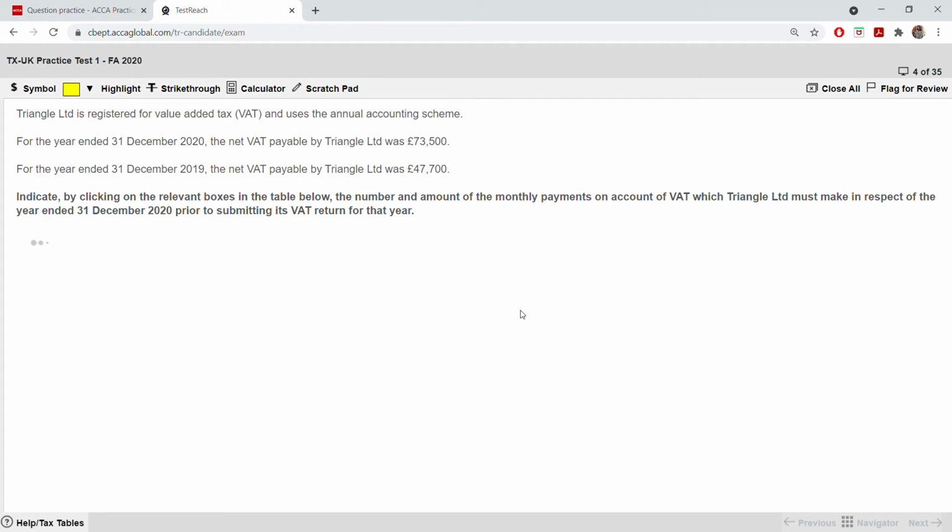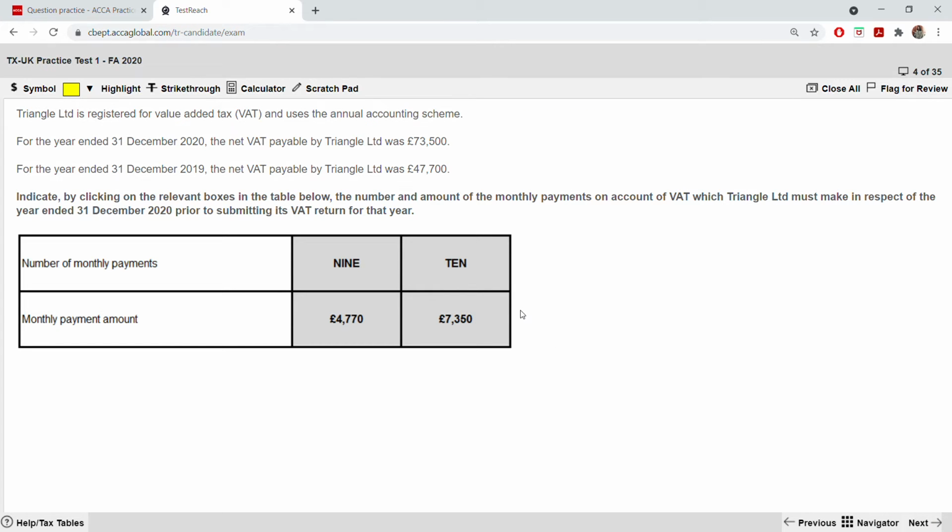Next, this is about VAT. Triangle Limited is registered for VAT and uses the annual accounting scheme. For the year ended 31st December 2020, net VAT payable is this much, and for 2019 this is the VAT payment. So you have to click on the relevant boxes. And what is the number of the monthly payments and the monthly payment amount? This payment must be made in respect of the year ended 31st December 2020 prior to submitting its VAT return for that year.